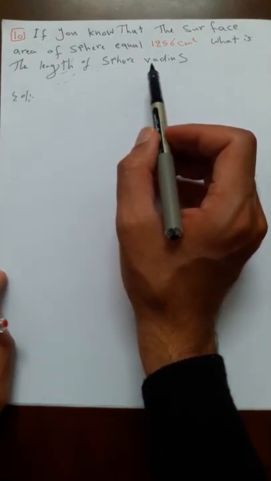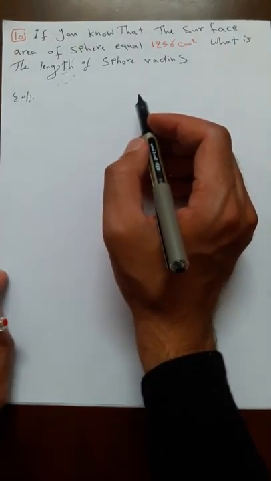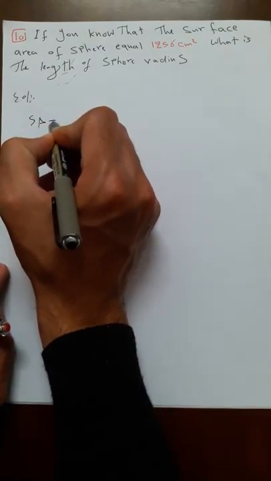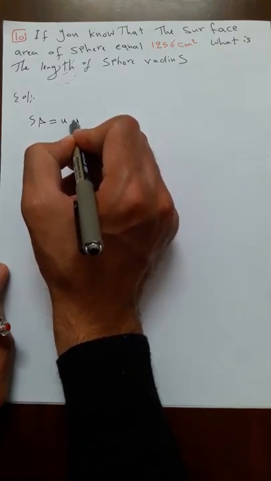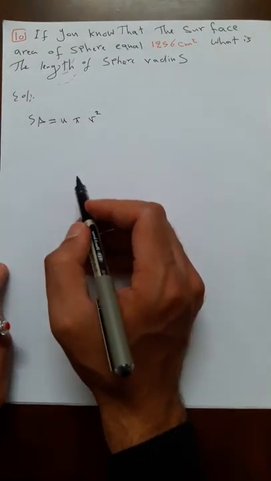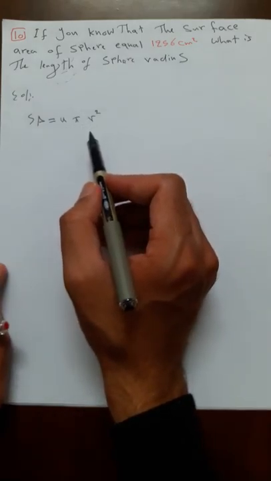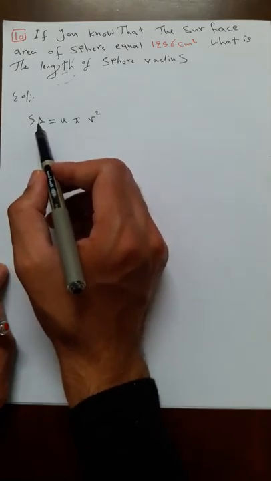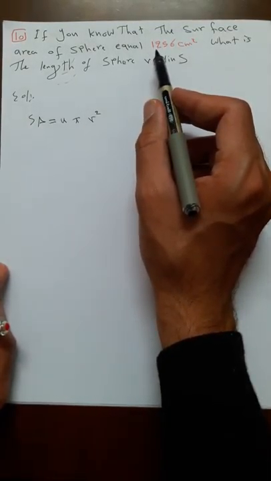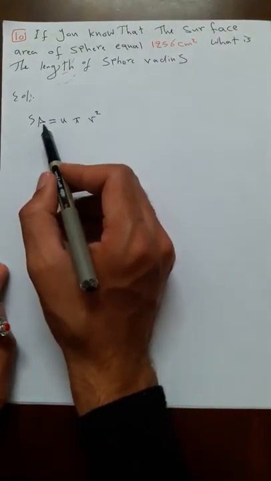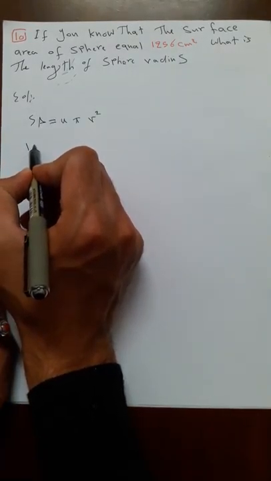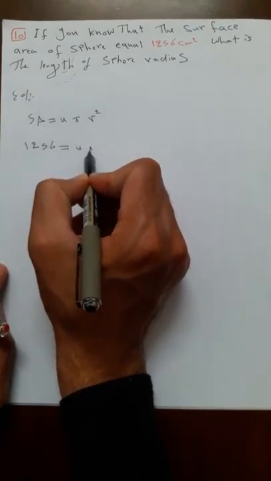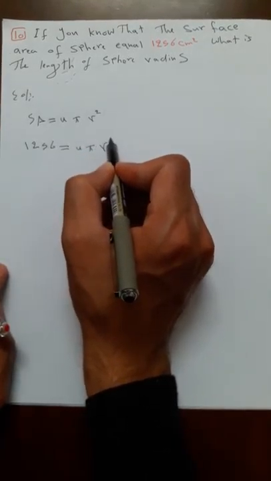To find the radius of the sphere, I will use the rule of the surface area of a sphere. SA equal 4 pi r square. This is the rule of the surface area of sphere. Now, substitute 1256 instead of the surface area. 1256 equal to 4 pi multiply r square.